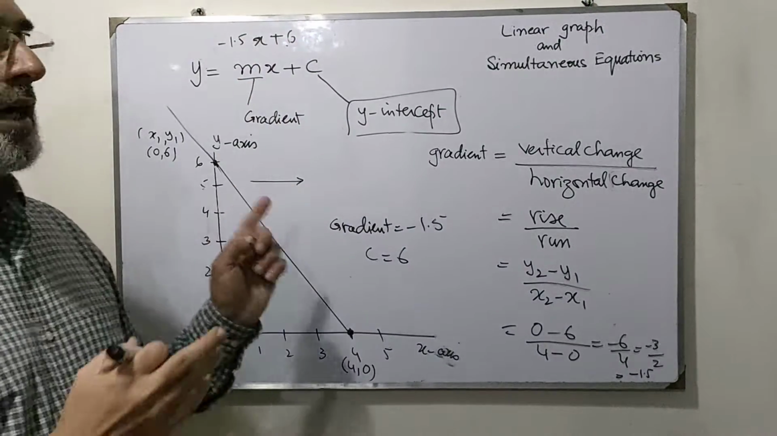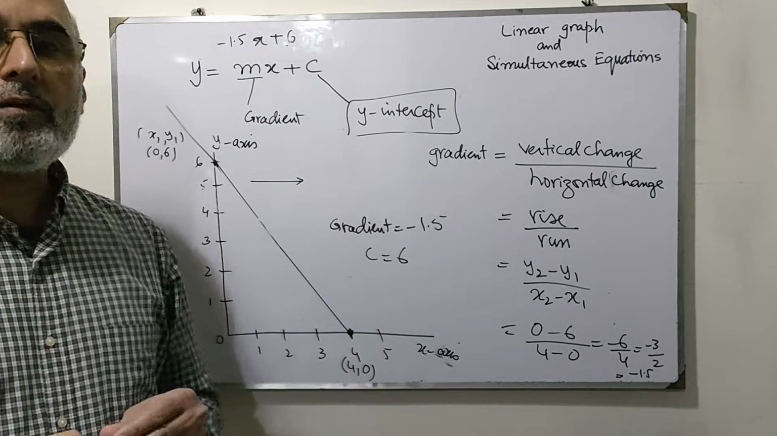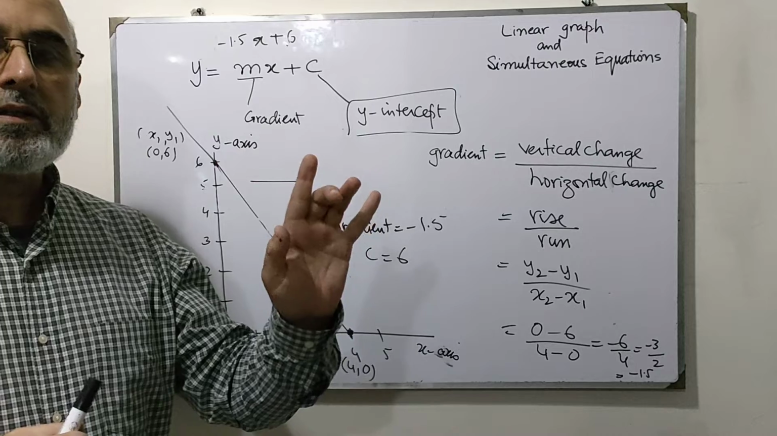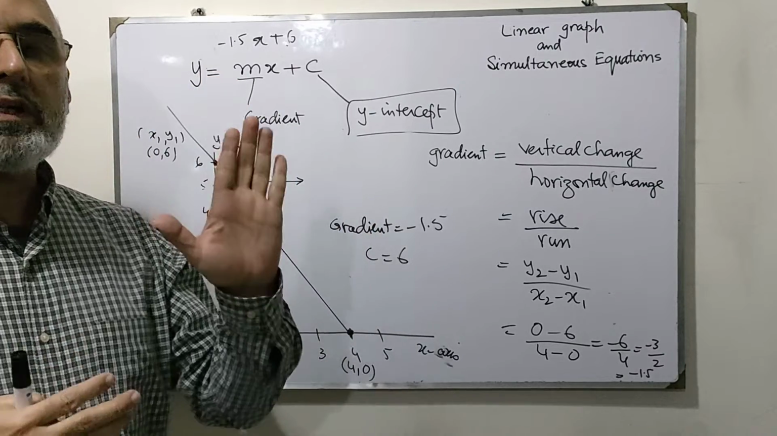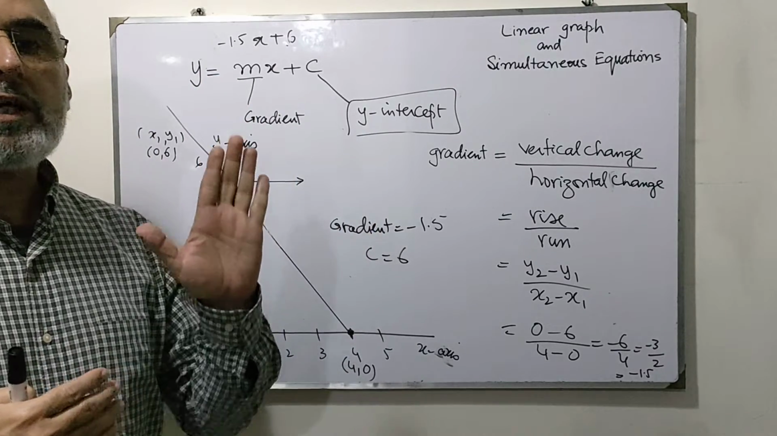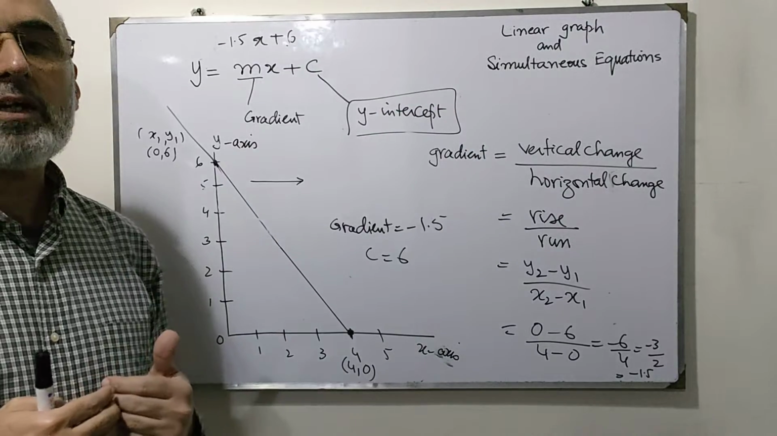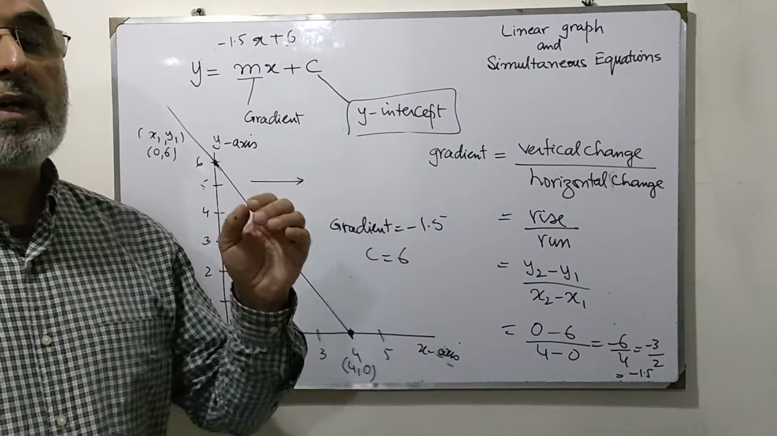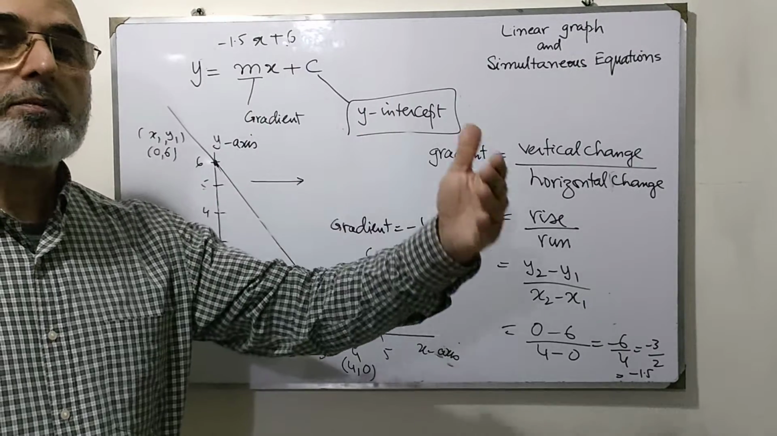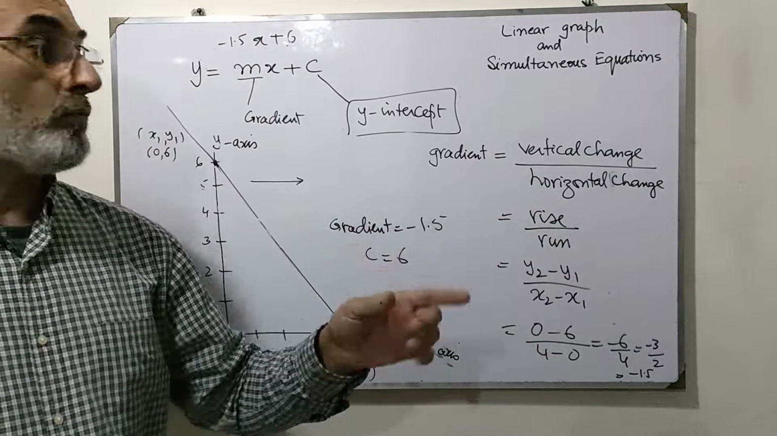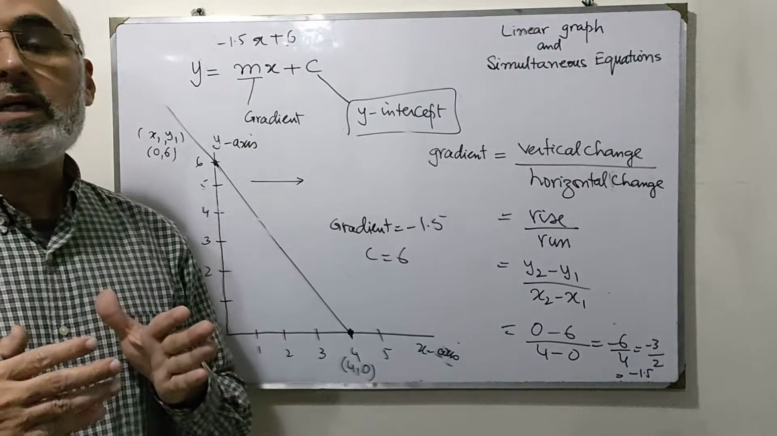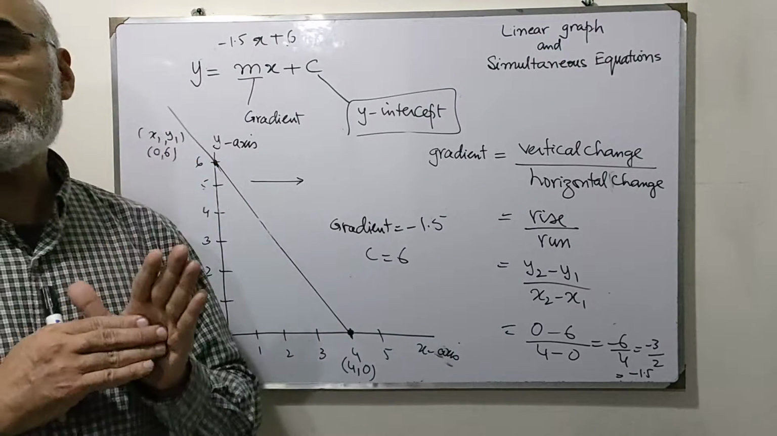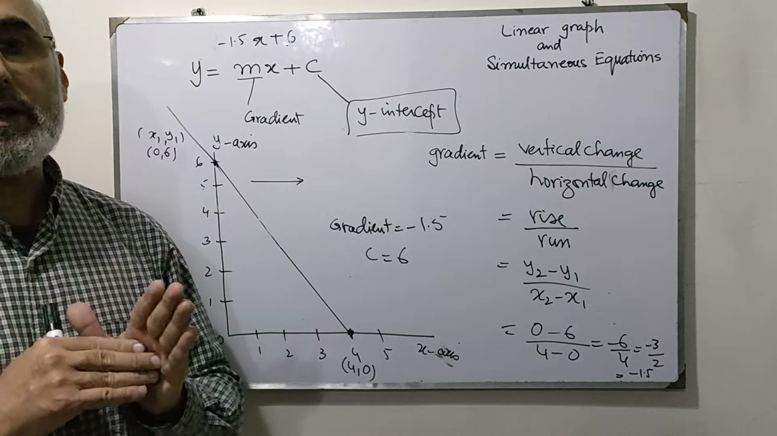So this is how the gradient is calculated. We have to look at the graph left to right. Keep in mind what our initial coordinates are and what the second or end coordinates are, and then we subtract the initial coordinates from the end coordinates, and we get our gradient. Then we look at the y-axis where the line is intercepting, and we'll get our y-intercept.